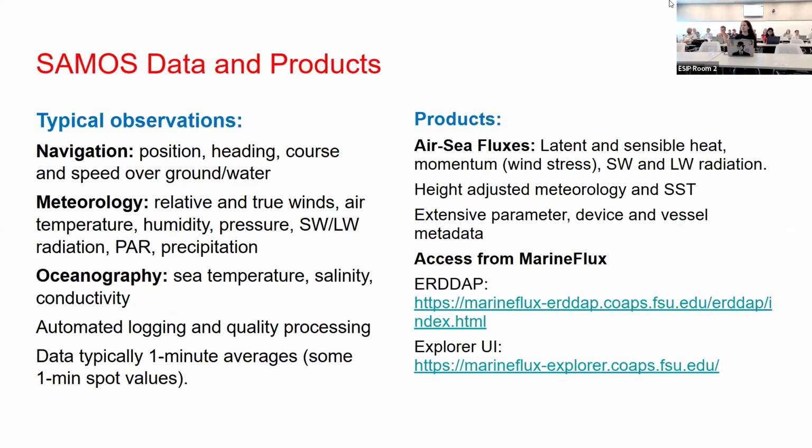In terms of the kinds of data that we work with, we have navigational data like position, heading, course over ground. We have meteorological data, which is more like your air temperature, wind speed, wind direction, and oceanographic data. We measure salinity, conductivity, sea surface temperature, and more.